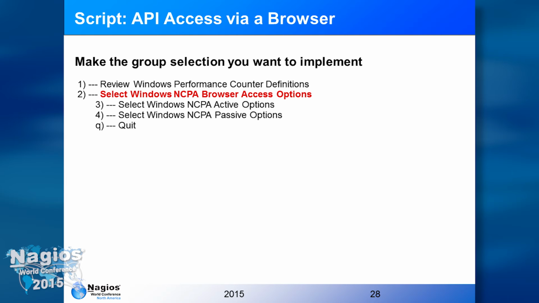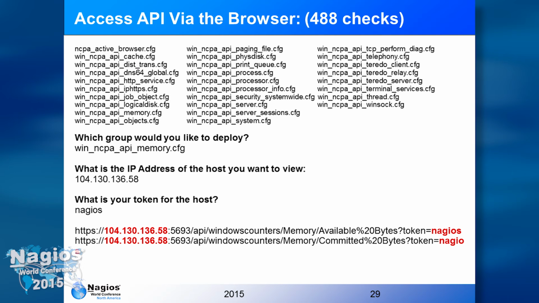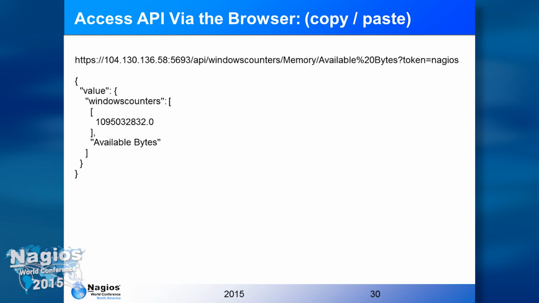So you'll select the browser access. It will give you the groups that you can use. It's going to ask you an IP address, and then it's going to ask you for the token. So you add those, and then it builds the links that you can drop into any browser, and it will access your API with NCPA. So this is basically what it looks like.